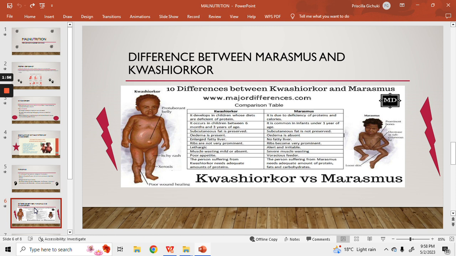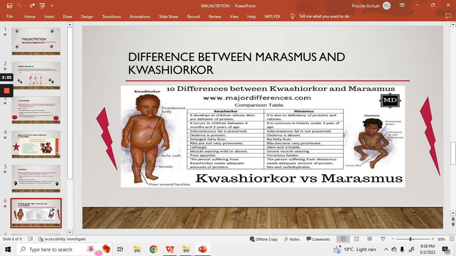The difference between marasmus and Kwashiorkor. We have differences between Kwashiorkor and Marasmus. I'm going to list them down. Kwashiorkor, it develops in children whose diets are deficient of protein. Marasmus, it is due to deficiency of protein and calories. Kwashiorkor, it occurs in children between 6 months and 3 years of age. Marasmus, it is common in infants under 1 year of age.